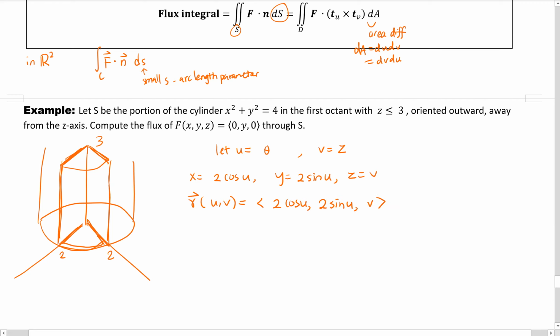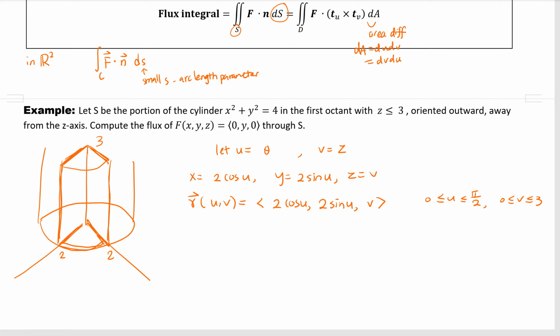Now, what is u? u is like theta, but we are in the first octant, so u is between 0 and pi over 2. So far so good, everybody? And z is less than or equal to 3 and it's in the first octant, so v is between 0 and 3. So this is our parametrization.